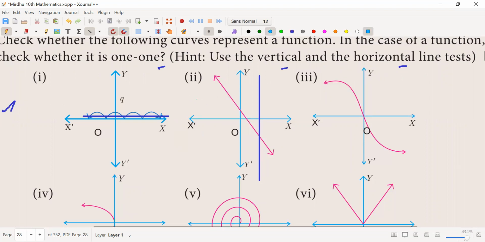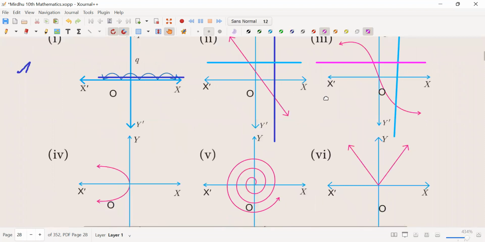And the horizontal line test, 1-to-1 function. Here also it is cutting one place. And horizontal line test, 1-to-1 function. It should travel all over the line. All right, not only here, it should travel all over the curve. And automatically we could see that this is also a 1-to-1.